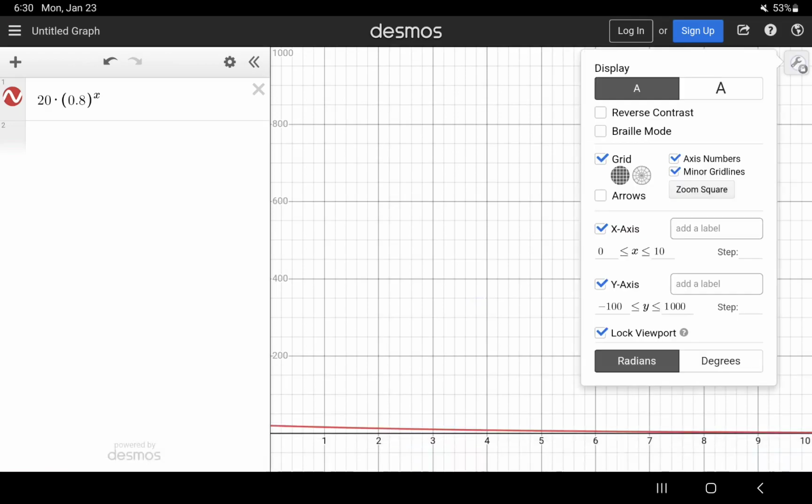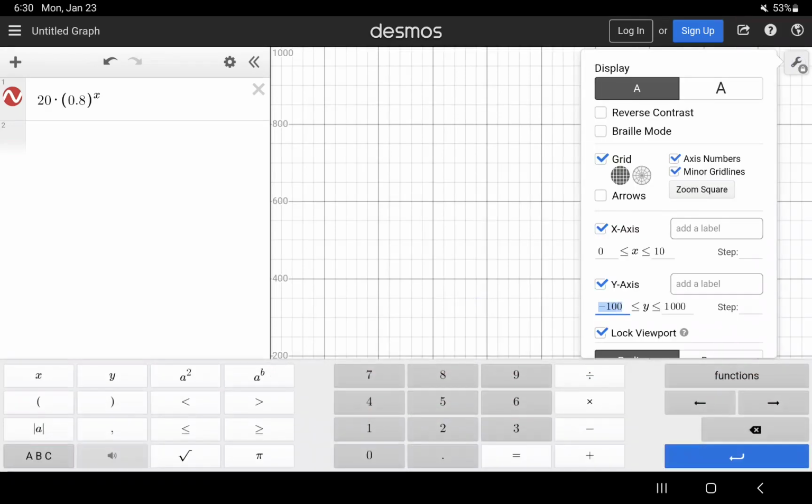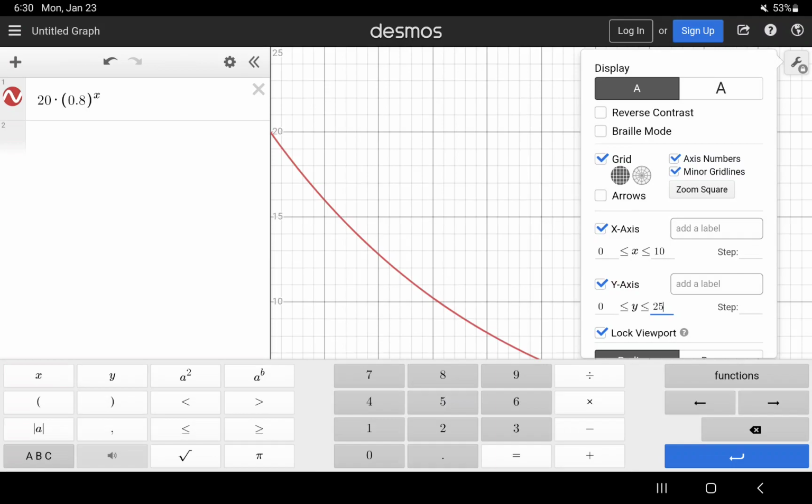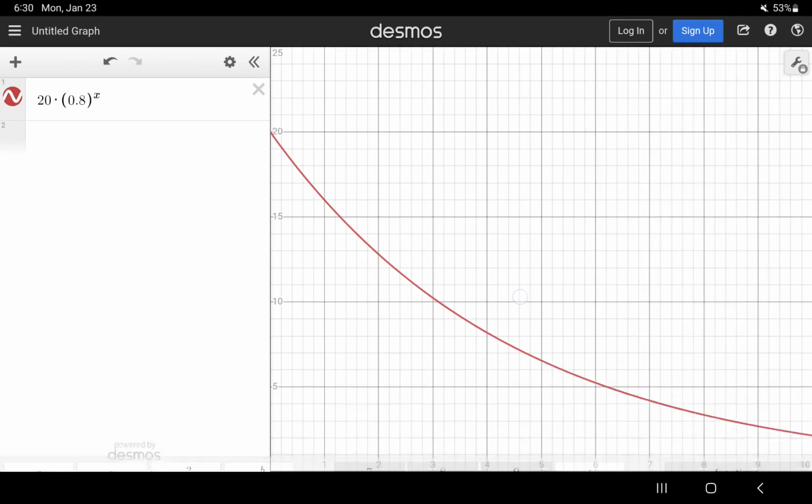And then let's change the y values as well. We don't need any negative y values. And since we're starting out at 20, let's just go up a little bit higher to 25. Okay, and let's see what that gets.